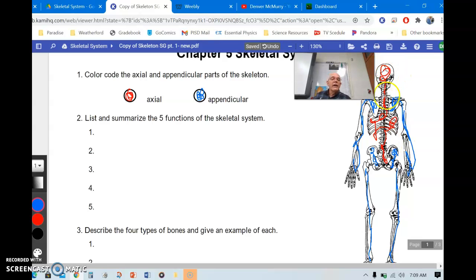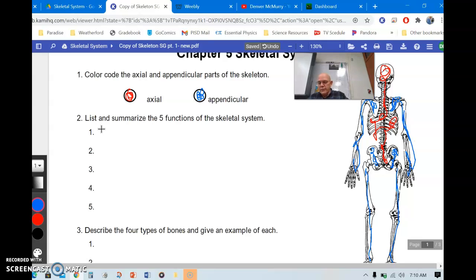So basically, axial is the main axis or middle part of the body. The appendages, arms and legs, along with the bones that help attach them, the girdles, are going to be appendicular skeleton. All right. Now, hopefully you didn't just list the 5 functions. I'm just going to discuss them. You can write down what you haven't got.